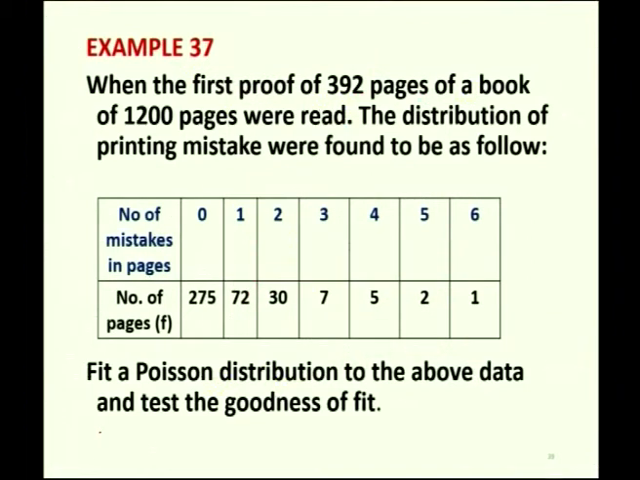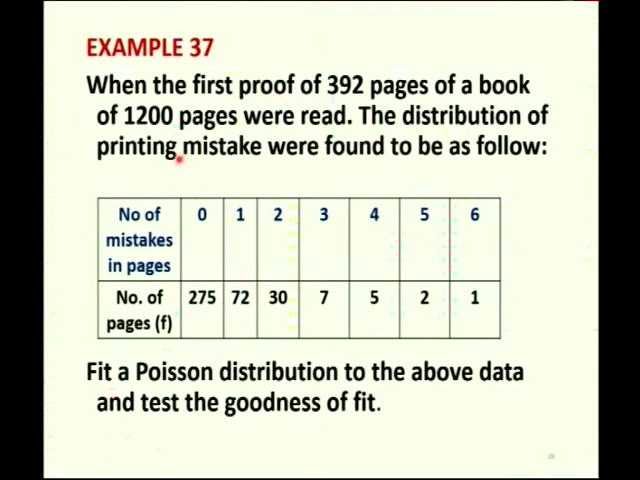Then this particular question is about fitting the Poisson distribution and testing the goodness of fit. So, directly we will get into the question. When the first proof of 392 pages of a book of 1200 pages were read. Out of 1200 pages, 392 pages first proof has been done.